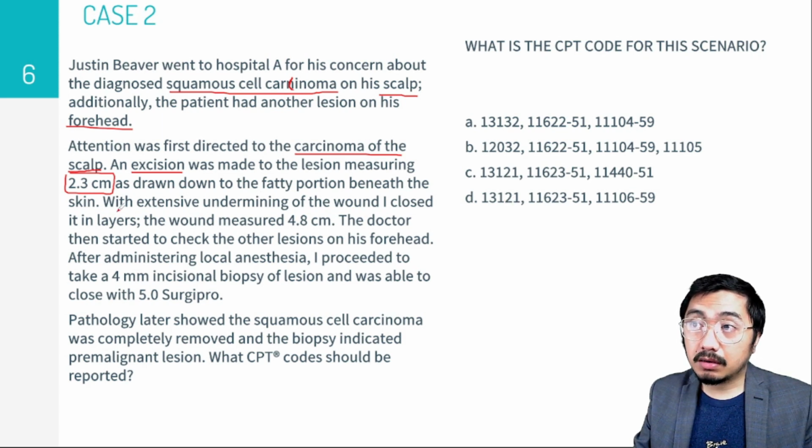Let's also check the other procedure here with extensive undermining. This word is very important. I will show it to you later. Why? You have extensive undermining of the wound done by the doctor. He closed it in layers, and the wound measured 4.8 cm.